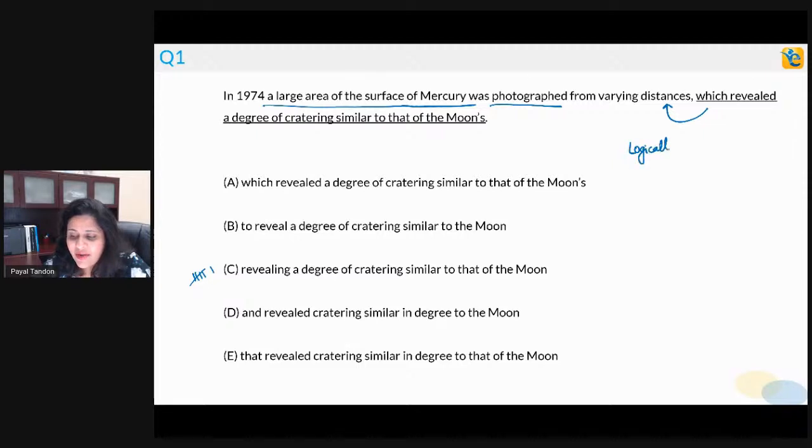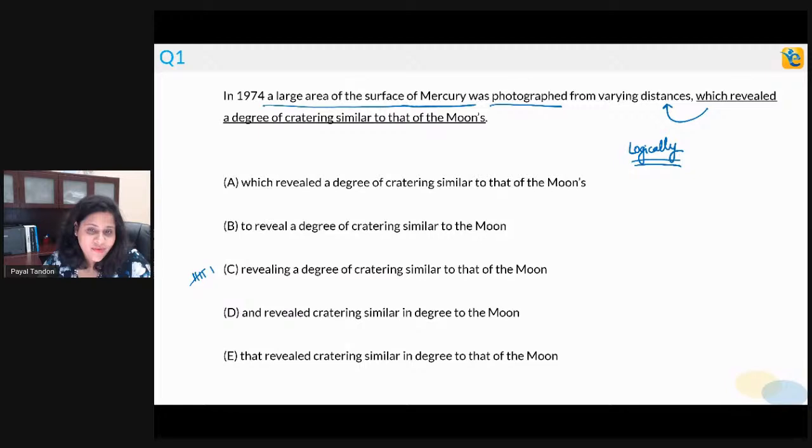Because whenever we are understanding the meaning of the sentence, we have to understand what the logical meaning of the sentence is. Logically, what it should modify is the fact that this large area was photographed. The action of photographing is what revealed a degree of cratering. Absolutely right. When that is the case, the act of photography, what should be utilized here to communicate?